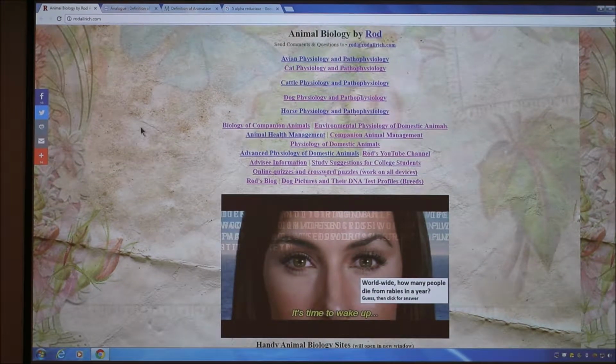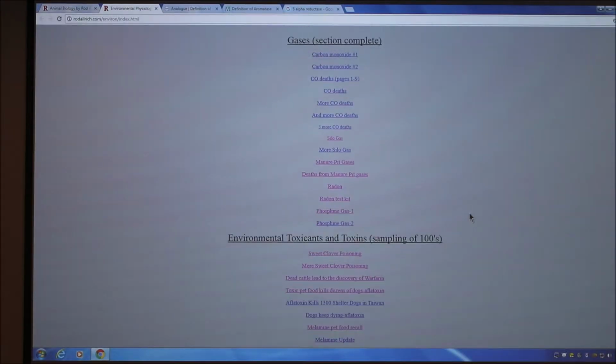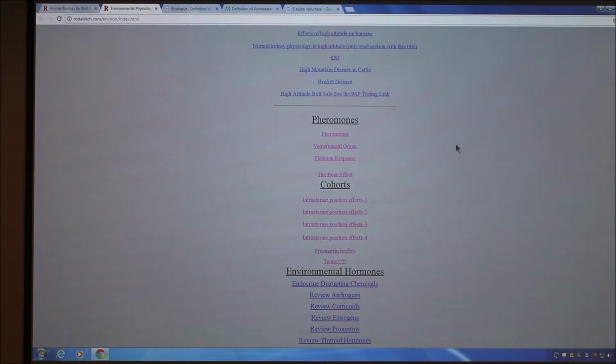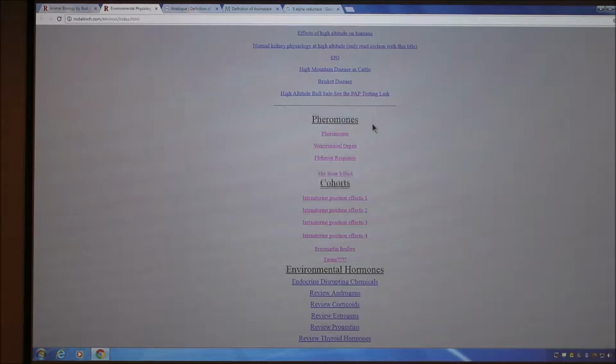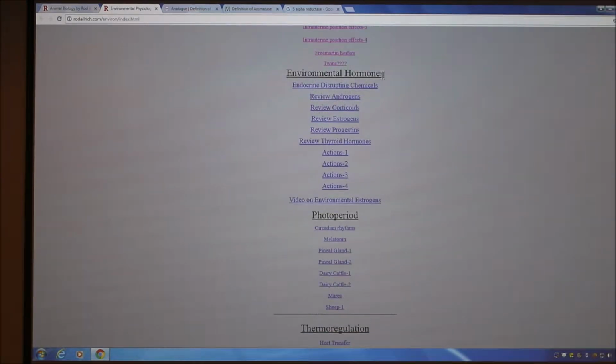Okay, so let me do some clicking here real fast and show you those new clicks. So we're going to go down here, and if you remember, here's the end of exam 2. So exam 3 starts, we've done pheromones, cohorts, and there were 2 clicks until this weekend on environmental hormones. But there's some really good stuff.